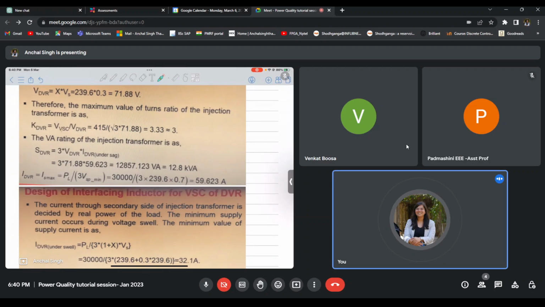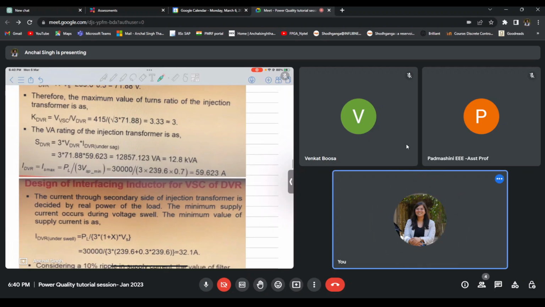So the VA rating of the injection transformer we can obtain from the product of its respective voltage and current ratings. And in order to obtain the current rating of the DVR, it will be maximum when the voltage is minimum. The minimum voltage we know is minus 30%, that is 0.7 of the phase voltage, right? So the maximum current that my DVR has to supply corresponds to the minimum value of phase voltage.